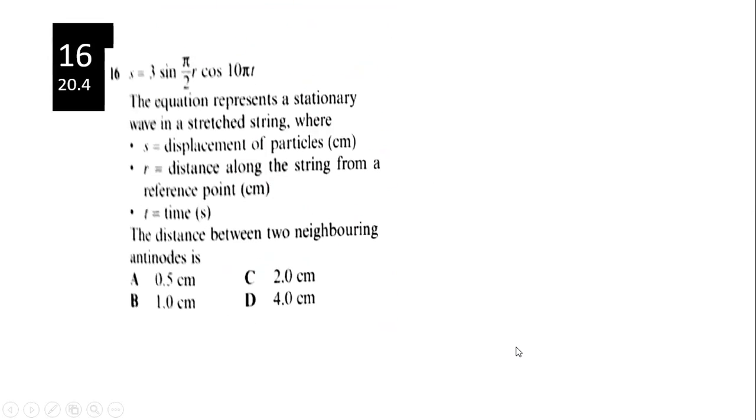Let's try a few more. After that, we will stop for a while. That's your equation. The equation represents a standing wave in a stretched string where S equals displacement of particle in cm, r is a distance along the string from the reference point in cm, t is the time, the distance between two neighboring antinodes.